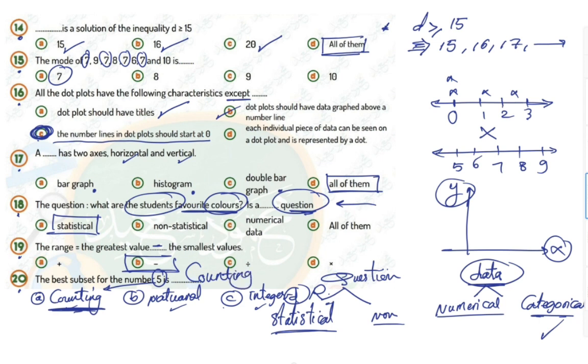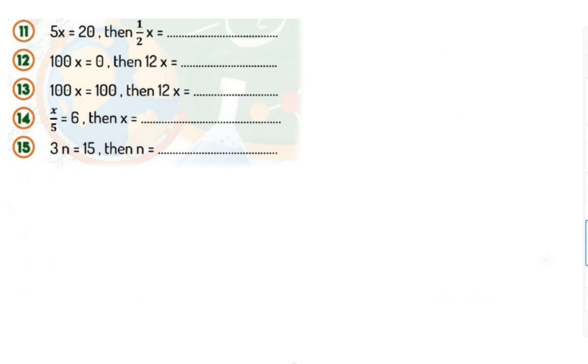Okay. Now we finish the first question, choose the correct answer. Then we will start question number 2, complete. Let's go. Now the first question of complete. We have point 11. Point 11, 5x equals 20. Then half x equals what?